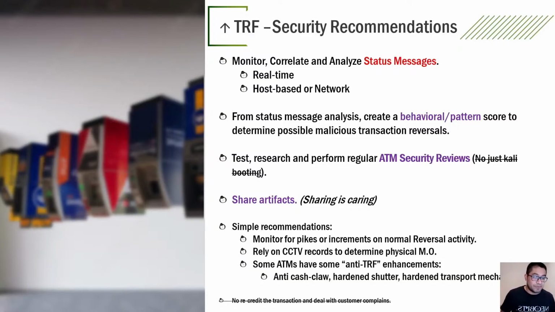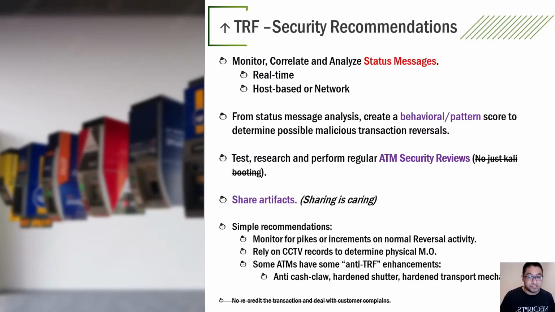And also, the most important will be to test, research, and perform regular ATM security reviews. And by this, I mean not just booting my ATM with Kali, because I have seen many persons that just do this and say, hey, I am a hacker of ATMs. No, we have to do an integral ATM security review that involves a lot of things.